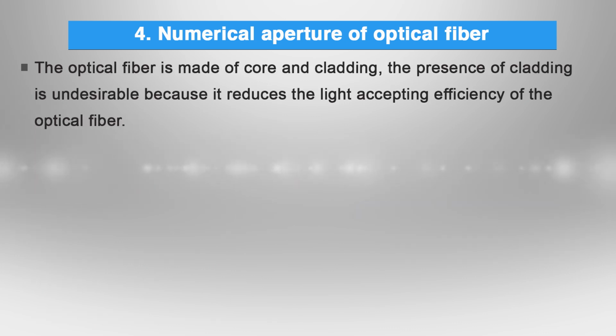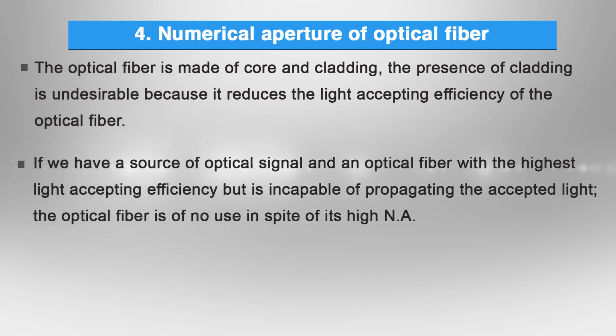The optical fiber is made of core and cladding. The presence of cladding is undesirable because it reduces the light accepting efficiency of the optical fiber. However, with deep thought, one can realize that the prime concern behind prolonged research on optical fiber was not just to put light inside the optical fiber with the best efficiency, but also to propagate the light over long distance with the least attenuation.